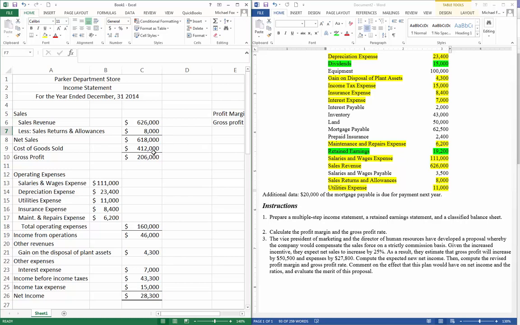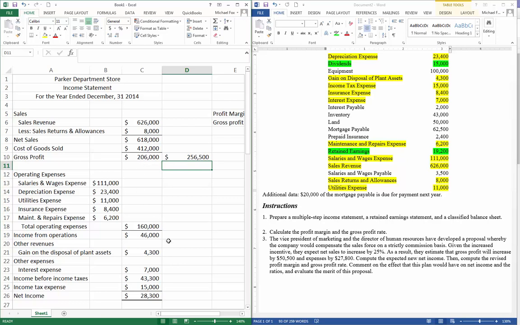The problem tells us the gross profit is going to increase by 50,500. So here I'm just going to take the gross profit amount and add 50,500. There's the new gross profit.